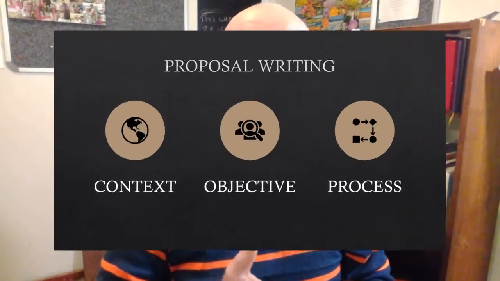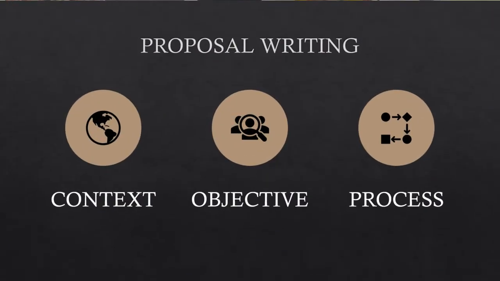C-O-P, the COP system. Now, before you start thinking I'm super smart because I came up with this COP system for proposal writing, no, it's someone far cleverer than me that came up with it. Context, objectives, and process. So COP stands for context, objectives, and process. By giving you the COP system of writing proposals, what I'm doing is I'm providing you with the tools that you can use for every proposal.